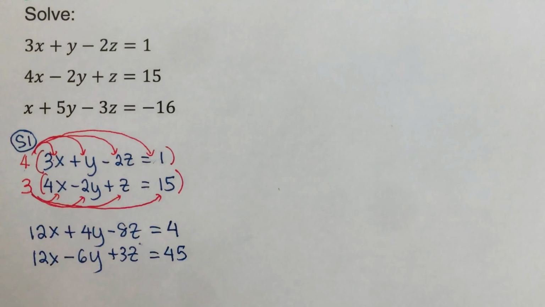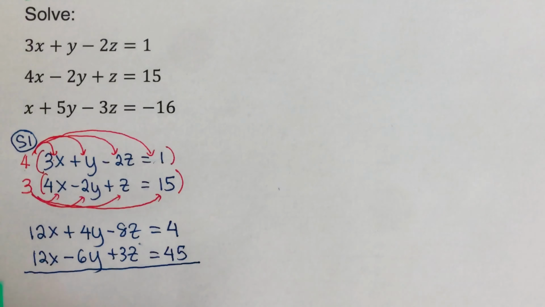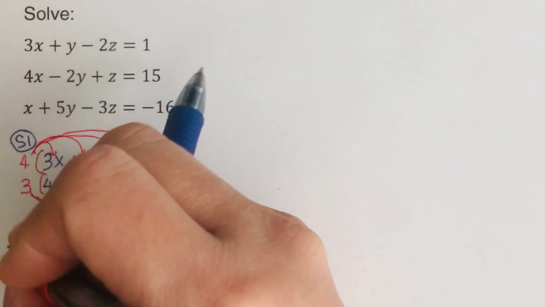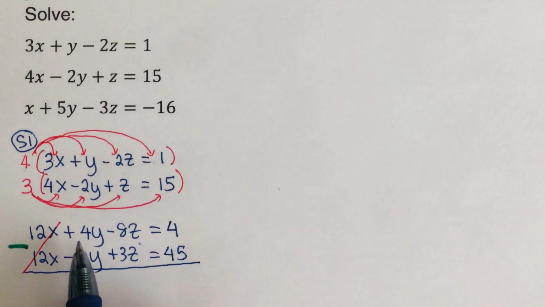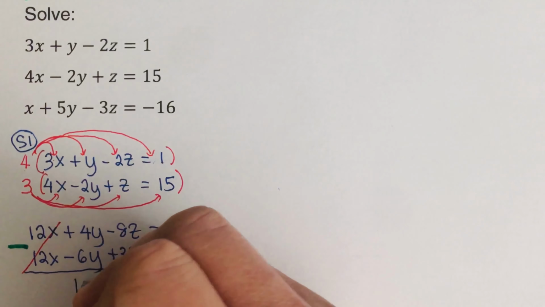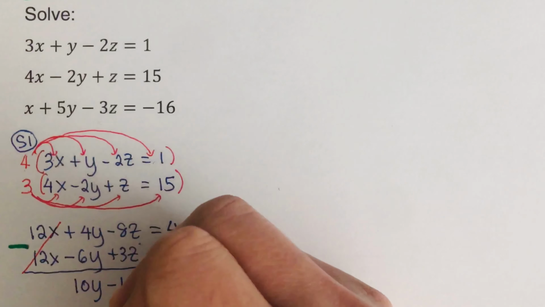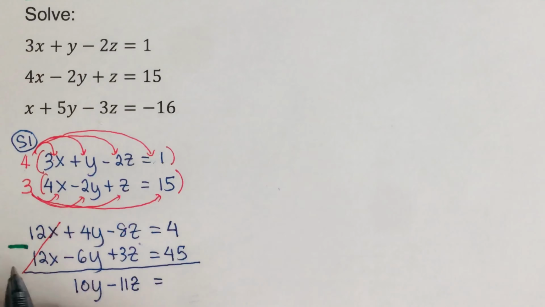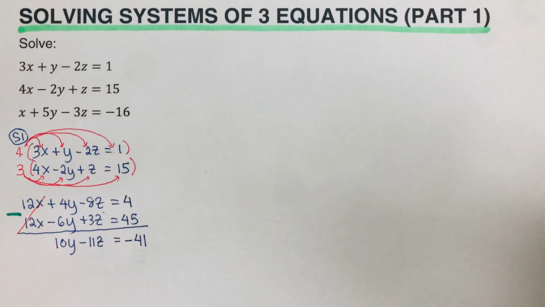Now, what we are going to do next is subtract these two equations every time. Using this trick, we subtract these two. So 12x minus 12x is crossed out. We eliminated the x, and that is the purpose of the first step. Now we simplify: 4y minus negative 6y is positive 10y. Negative 8z minus 3z is negative 11z. And 4 minus 45 is negative 41. So this is the equation for the first step.